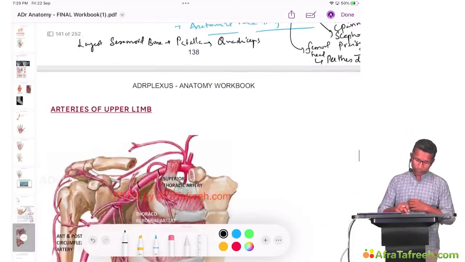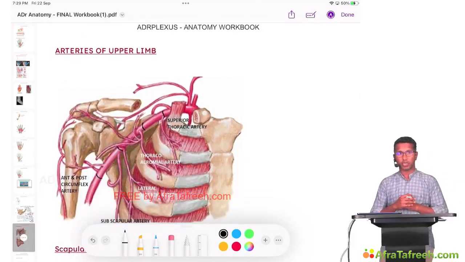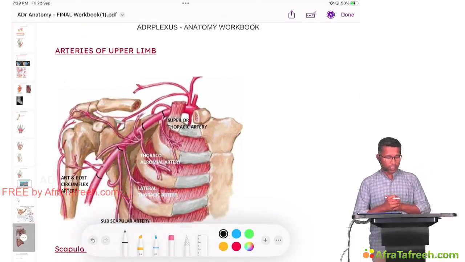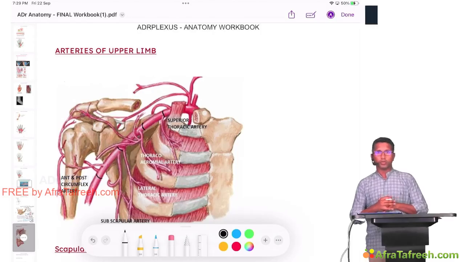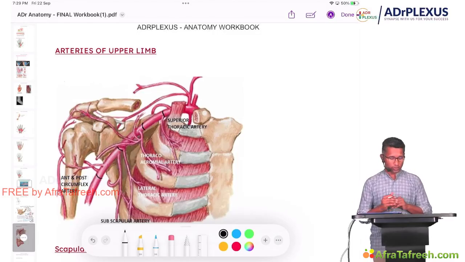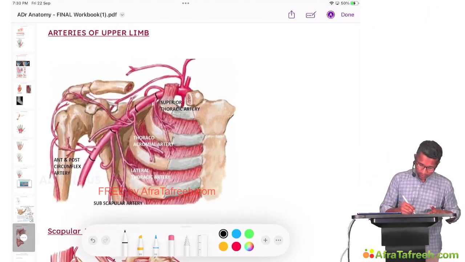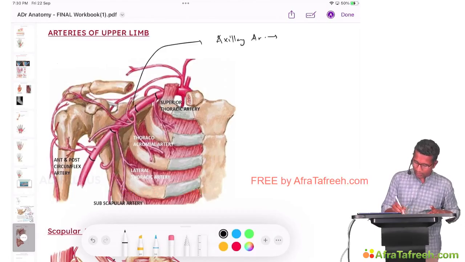Okay, now coming to the vessels of the upper limb, or the arteries of the upper limb. The first artery we are going to see here is the axillary artery. You all know the axillary artery. From where does it extend? Axillary artery is a continuation of the subclavian artery.